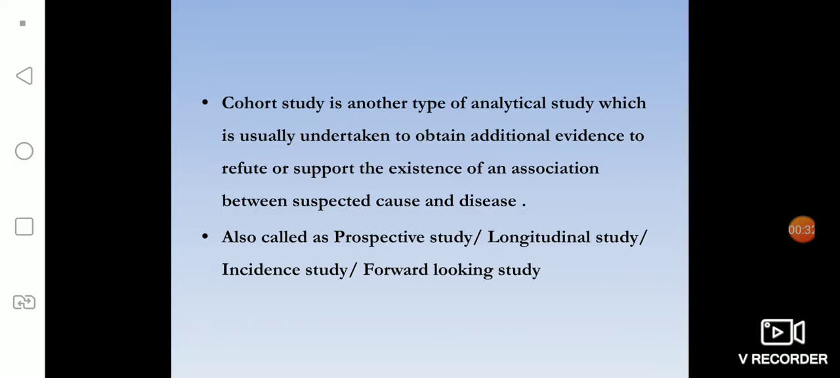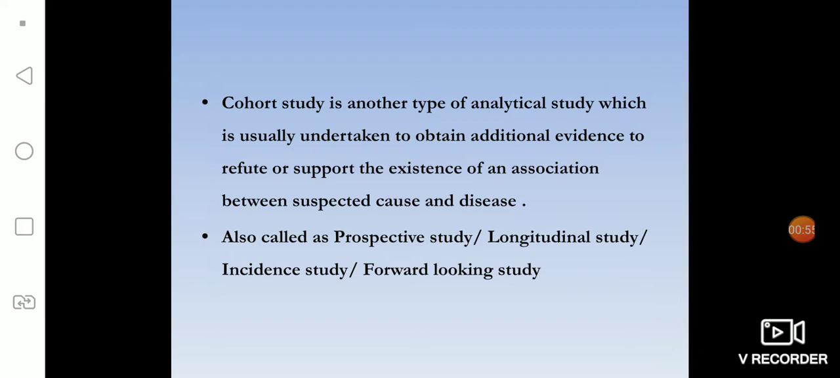Now, what is a cohort study? It is another type of analytical study which is usually undertaken to get additional evidence, that is either to support or to refuse the existence of an association between the suspected cause and outcome disease.